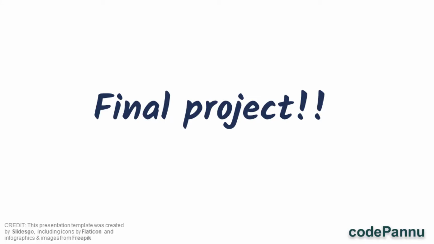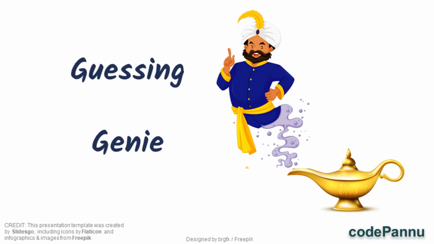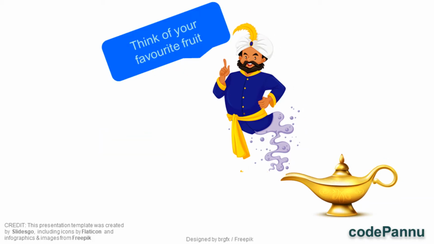Yay! We are here to write our final project. As I said in the first video, we are going to write a program to guess a favorite fruit. Let's write code for a simple guessing game we are going to play with our friends. We are going to ask our friend to think of their favorite fruit in their mind. They are not going to tell us which is the fruit because we have to guess that.